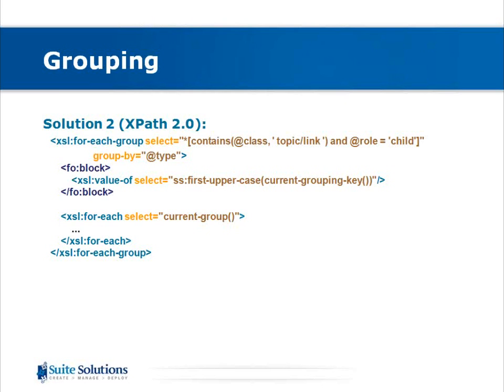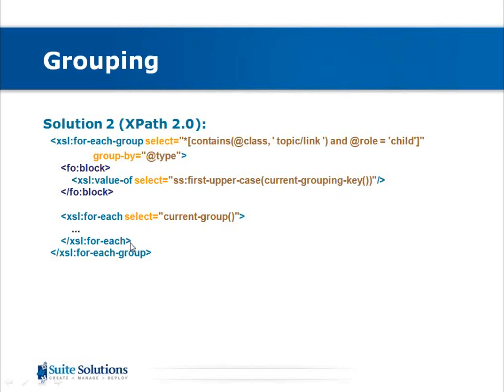Because here we can very easily cycle through for each group. We have 3 groups. For each of those 3 groups, we first output our header, and then we go through all the elements that are in that current group, all of our reference child links, all of our concept child links, all of our task child links, and we process those accordingly.